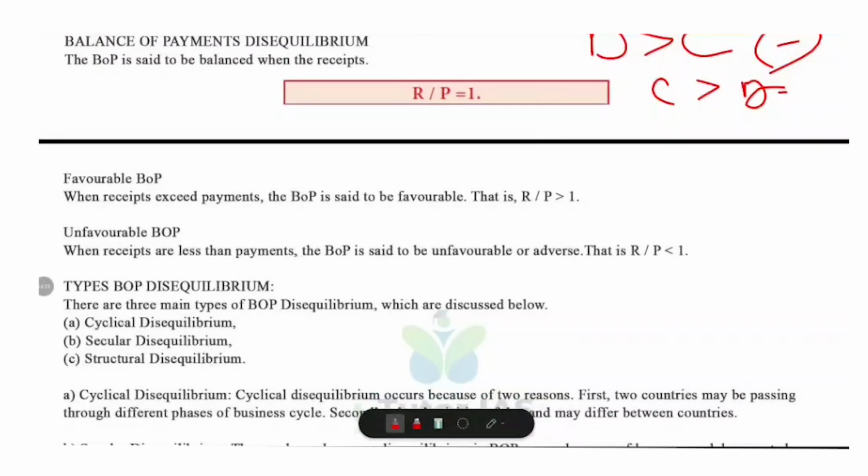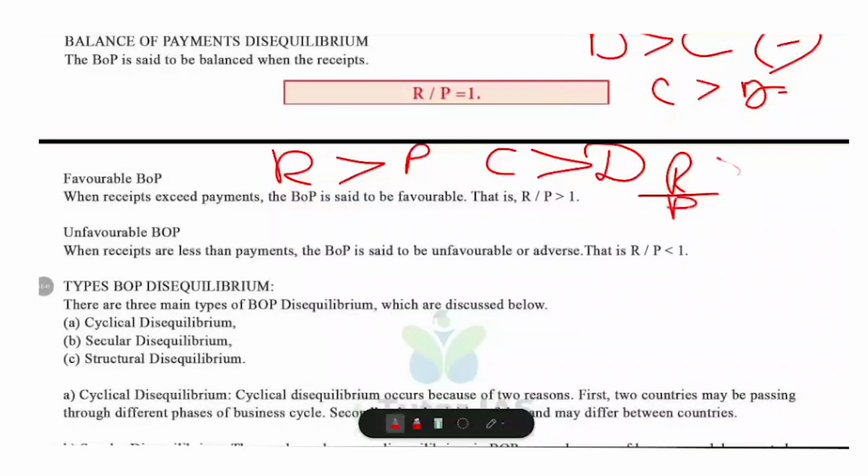So think of BOP like a personal bank account with the world. So favorable BOP occurs when receipt is greater than payments. That is, if credit is greater than debit, it is called favorable BOP. This means mathematically we can say that R by P is greater than 1.